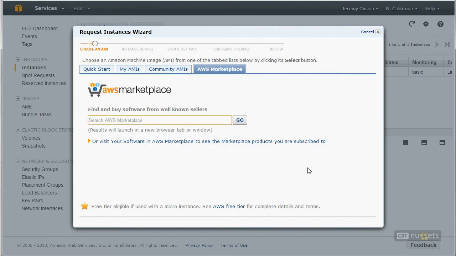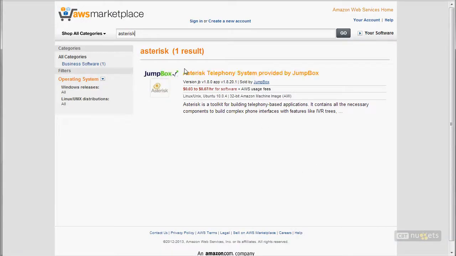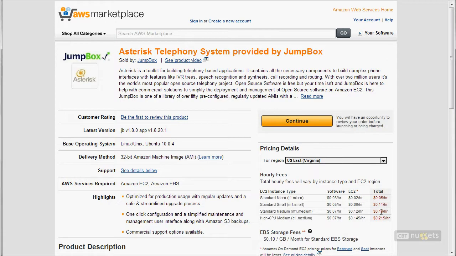So let's just say, remember I was saying asterisk. Asterisk is a voice over IP server, and I can hit that, and it looks like right there we've got somebody, it looks like Jumpbox is the vendor who has created an asterisk telephony system provided by Jumpbox, and they're saying, okay, this is going to cost you 3 to 7 cents for using our image. It's a pre-compiled, pre-set up voice over IP system in addition to the AWS usage fee. So if you wanted that, you can see the instance charges and all that, total on top. So they show software and then EC2 billing on top of that, to use this kind of instance.